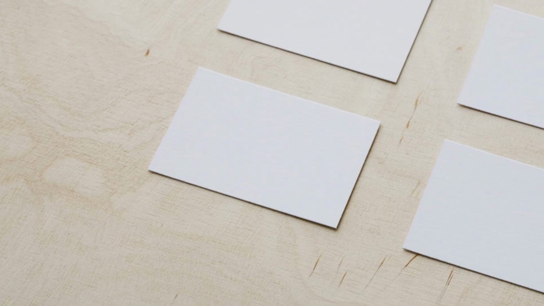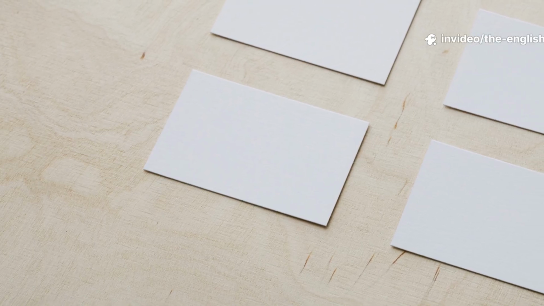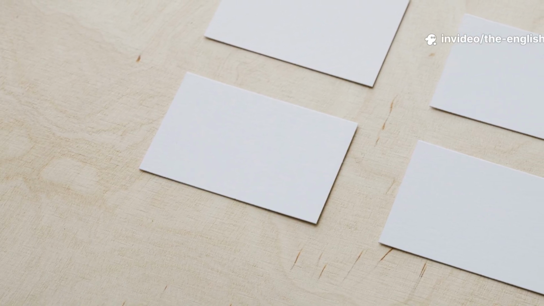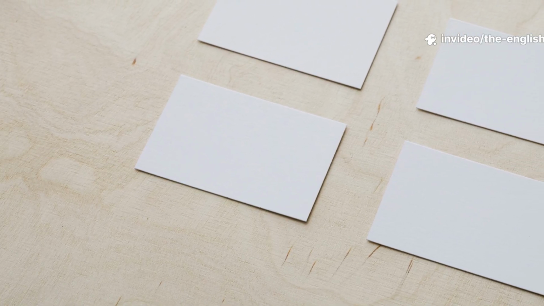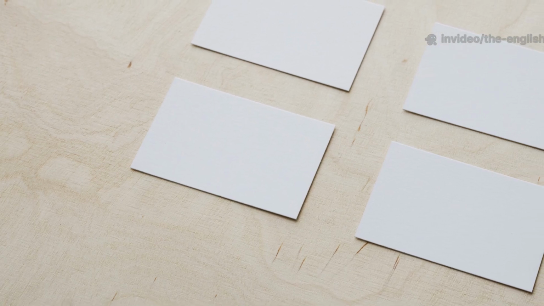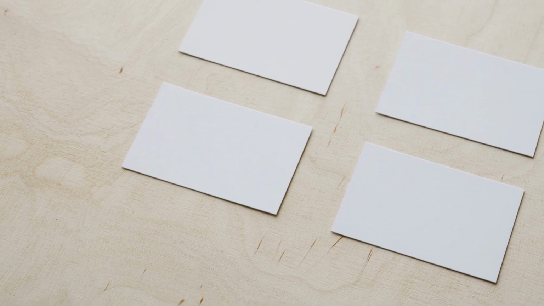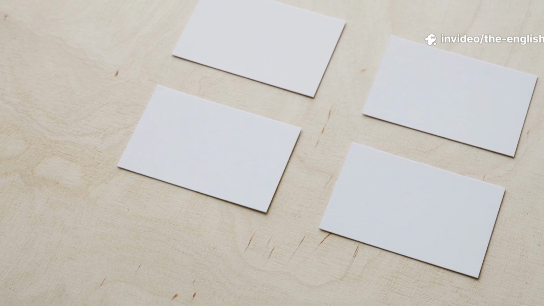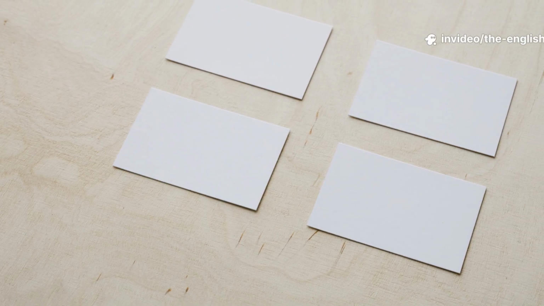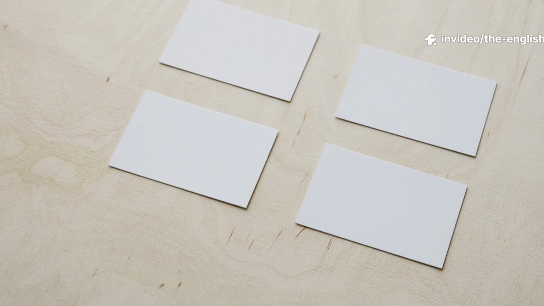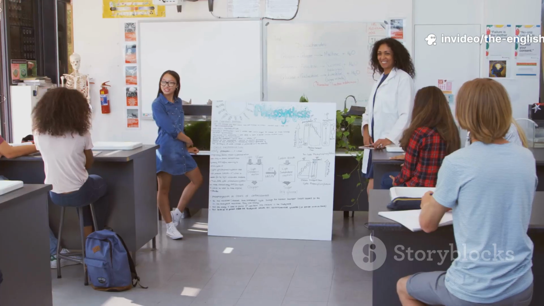Here's a quick recap. Introduction: hook, background, thesis. Body paragraph 1, first point. Body paragraph 2, second point. Body paragraph 3, third point. Conclusion: restate and wrap up. If you follow this structure, your essays will become clearer, stronger, and more organized.